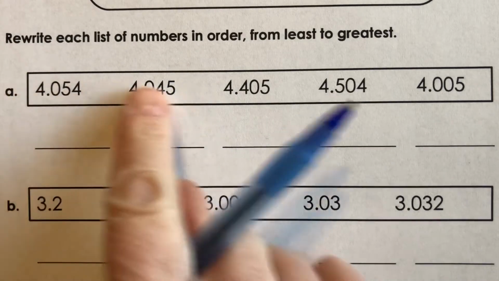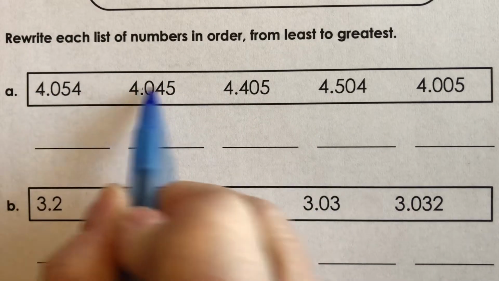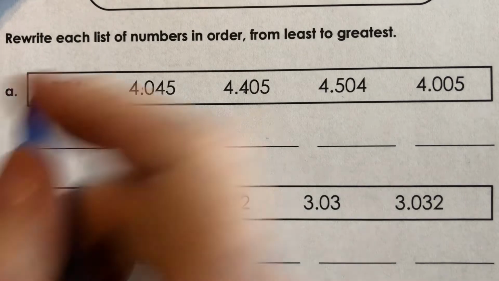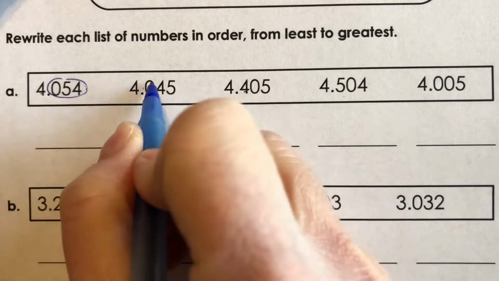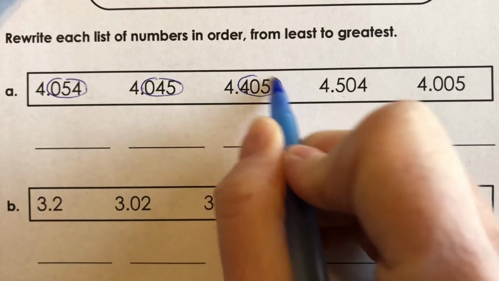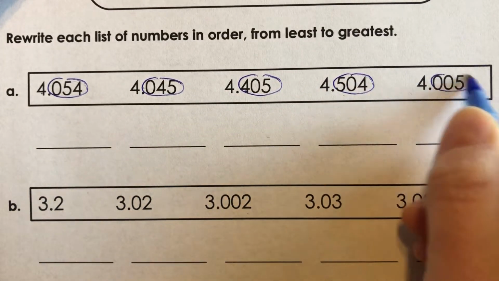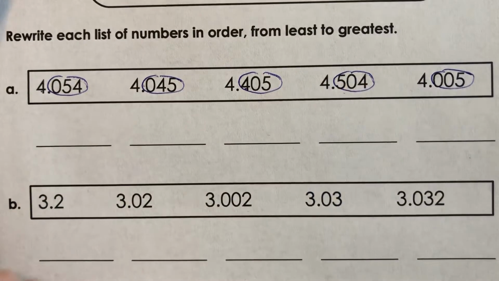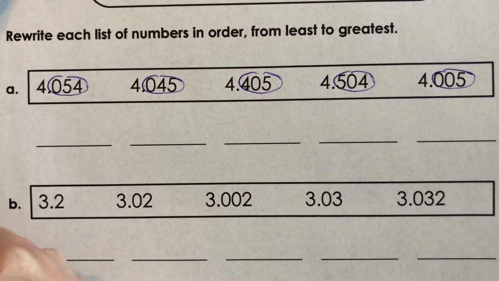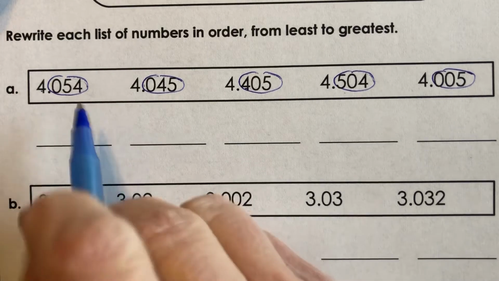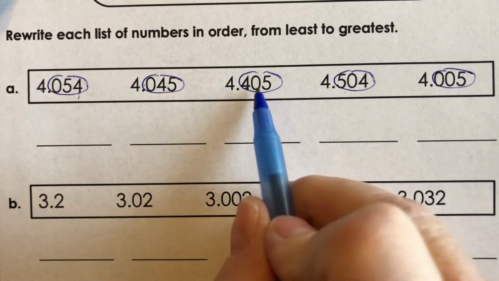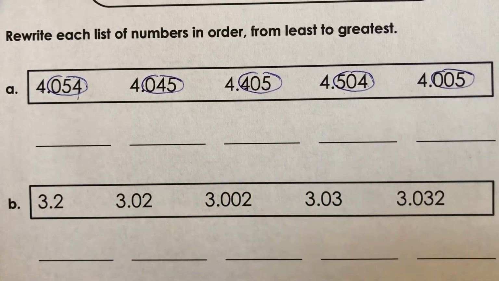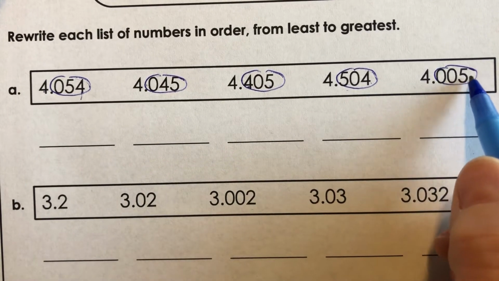So now I'm going to start on the left-hand side here, and I see that all of them have a 4 in the ones place, right? So now I'm just going to look at these values to the right of the decimal point. These are all out of thousandths. So which one of these values would be the lowest number of thousandths? 54, 45, 405, 504, or 5. This 5 thousandths would be the lowest.